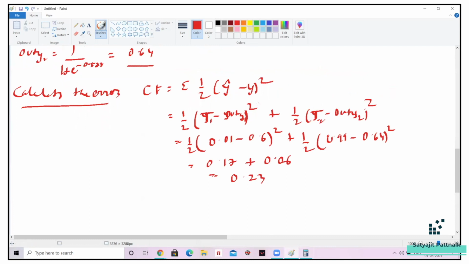Again, I'm telling, if there is a minor mistake in the calculation, just ignore it. Just try to understand the flow.